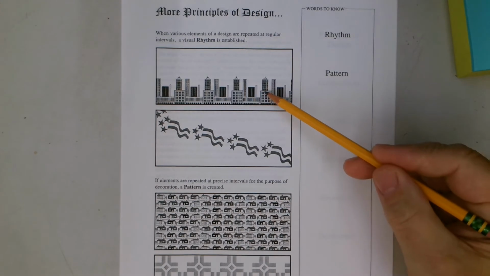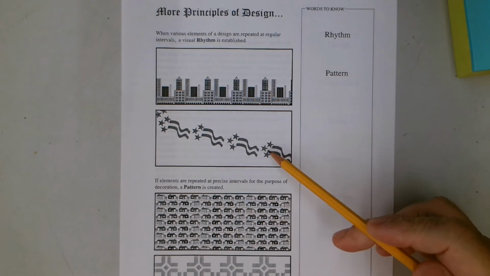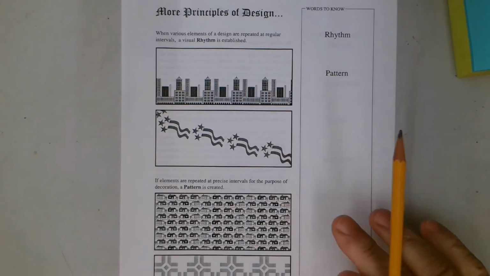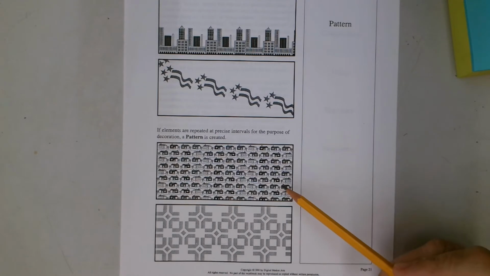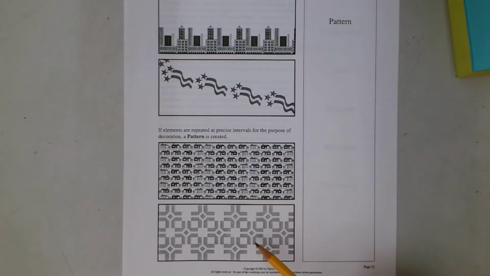You can see here's a pattern of buildings. There's a pattern of different shapes with stars and I guess those are stripes. There's a pattern built with houses. And here's a pattern built with some geometric shapes or halves of geometric shapes. You have square patterns, diagonal square patterns built in here, and some right angles, some angle pieces.